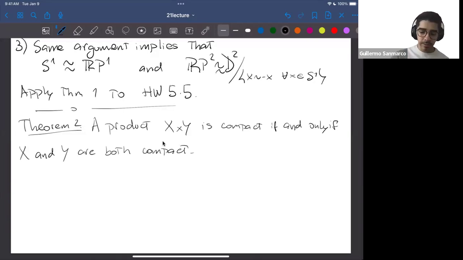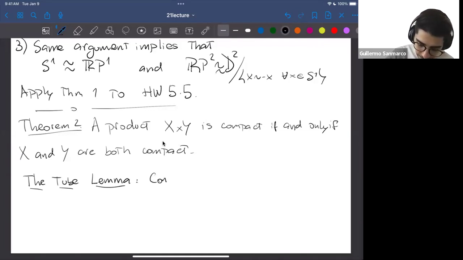Okay. So to prove this theorem, we're going to need something that has this very fancy name, but makes absolute sense, the tube lemma. So the tube lemma is about neighborhoods of some things that are called slices. So let's take a product, consider x cross y, and I'm going to assume that y is compact.